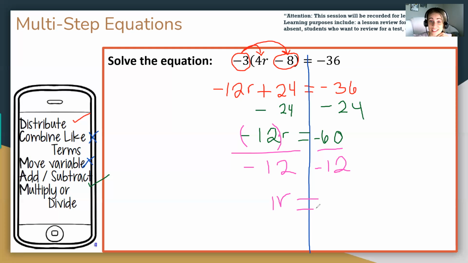And then negative 60 divided by negative 12. First, if we look at our signs with multiplication and division, those rules are different. With multiplication and division, same sign, your answer will be positive. Different signs, your answer will be negative. Negative 60 divided by negative 12 is a positive 5. So we're left with r equals 5. r is all by itself. We have finished our steps, so we're good to go.